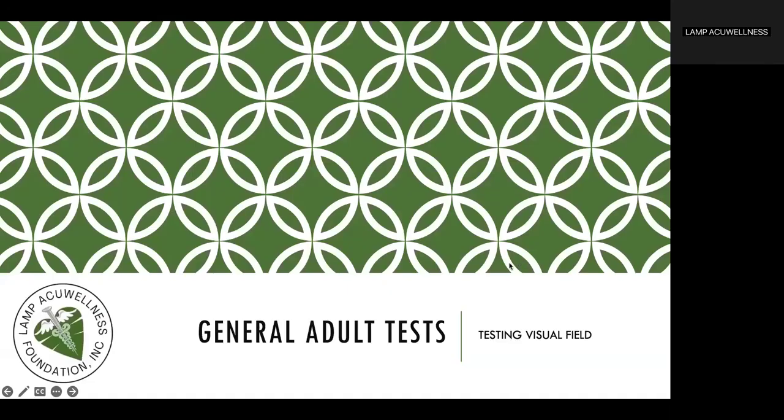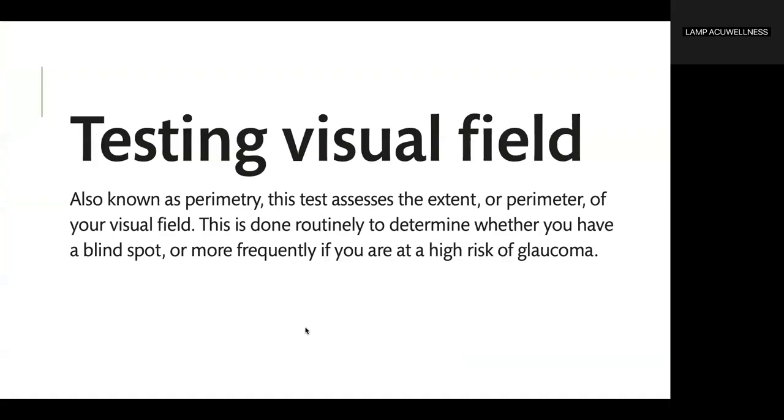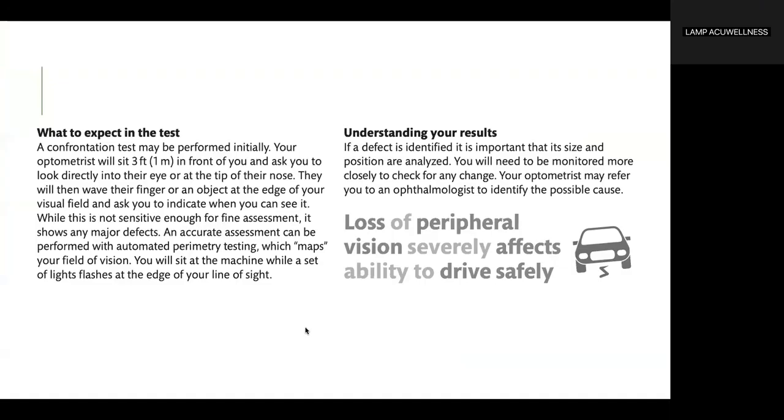General adult test. This time we discuss testing the visual field. Also known as perimetry, this test assesses the extent or perimeter of your visual field. This is done routinely to determine whether you have a blind spot, or more frequently if you are at a high risk of glaucoma. What to expect in the test.